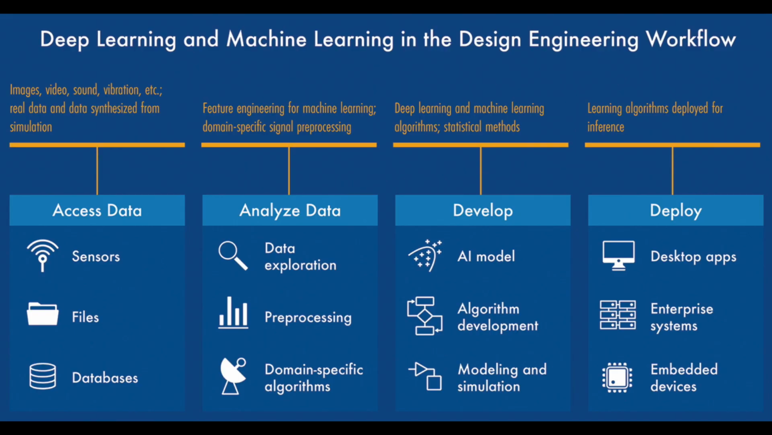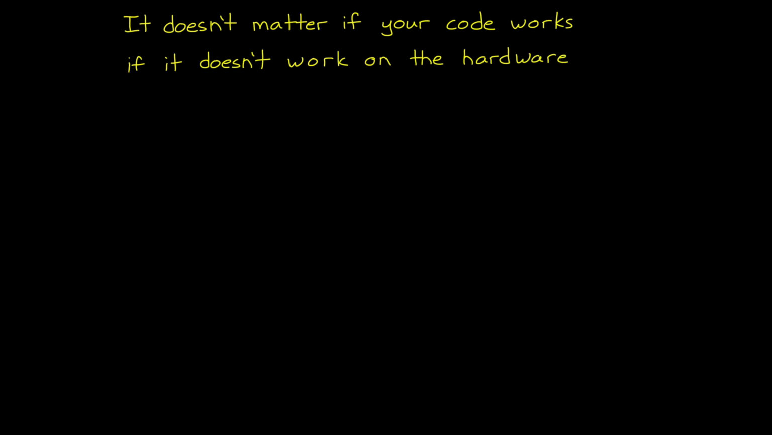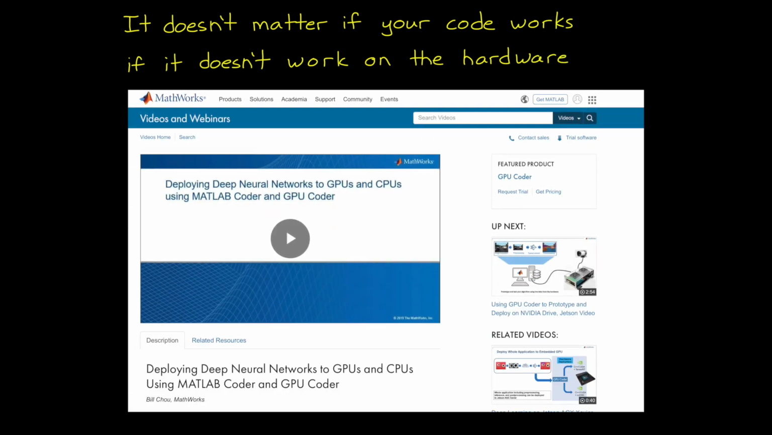Which brings me to the other thing I want to talk about, deploying your network and other code to a target computer. Deployment is important because it doesn't matter if your code works if it doesn't work on the hardware it's supposed to run on. And there's a bunch of good information that I linked to in the description on generating optimized code for deep learning networks directly from MATLAB and Simulink for embedded GPUs, CPUs, and FPGAs. So I'm not going to go through that here.